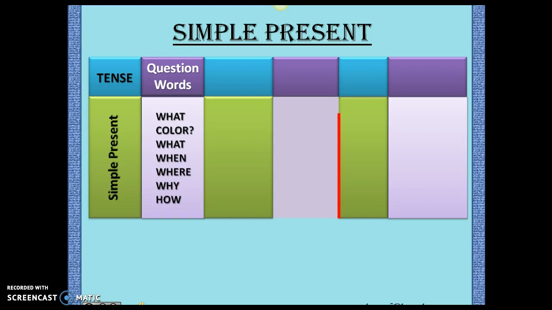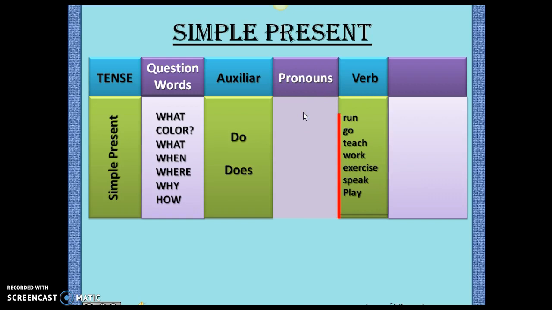After the position of the question word, we have the auxiliary, that in the case of the simple present is do, and it is also does. So we have do and does. The auxiliary is going to help us to make questions and negative sentences. So here we have question words, auxiliary. After the auxiliary, we have the pronouns, one of the persons, and then we have the verb, and finally the complement.